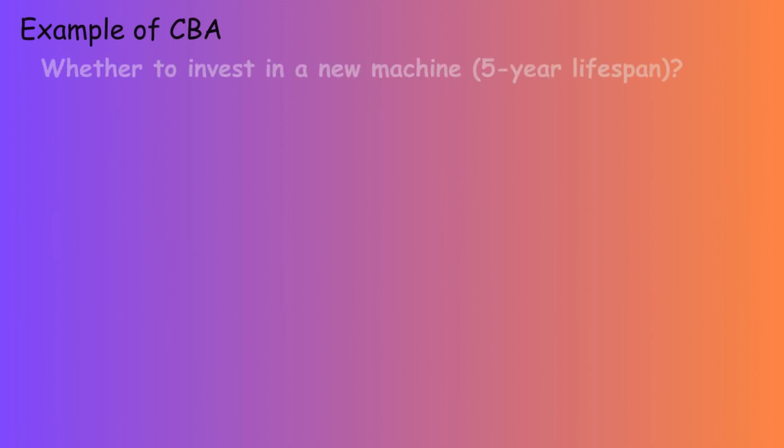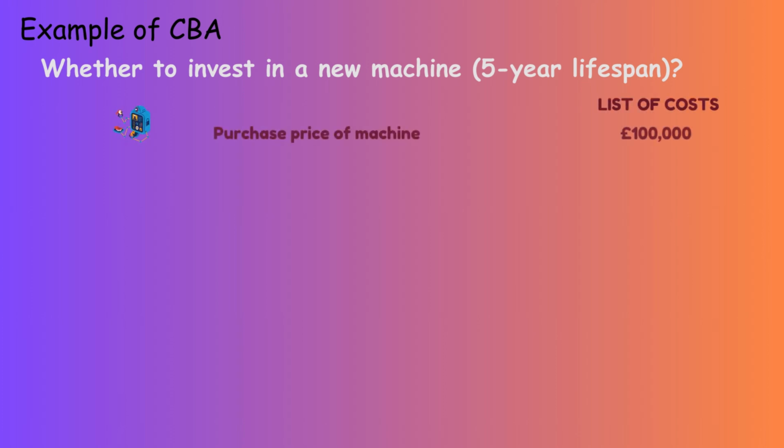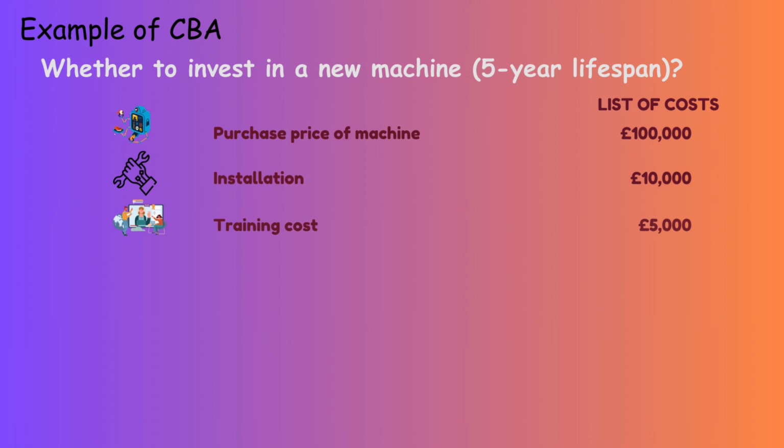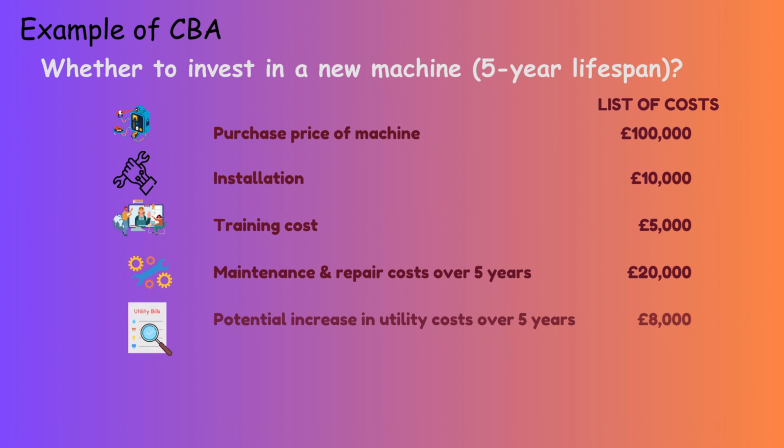Let's try cost-benefit analysis using an example, determining whether to invest in a new machine with a 5-year lifespan. Here is a breakdown of cost. Purchase price of the machine is £100,000. 10,000 for installation costs. 5,000 for training cost. 20,000 for maintenance and repair costs over 5 years. 8,000 for potential increase in utility costs over 5 years. This results in a total cost over 5 years of £143,000.